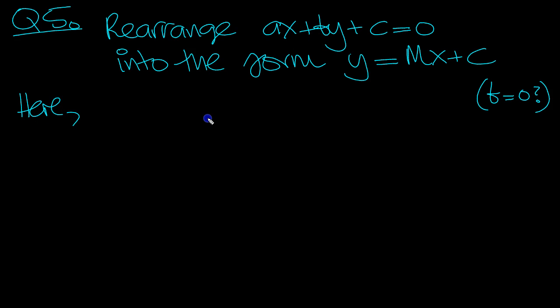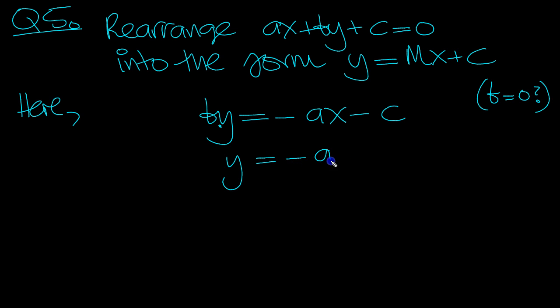so by is equal to, move the ax across the equals to minus ax, move the c across to minus c, now move the b from times to divide, minus ax minus c over b. There was more than one term, so I put a bracket around it.